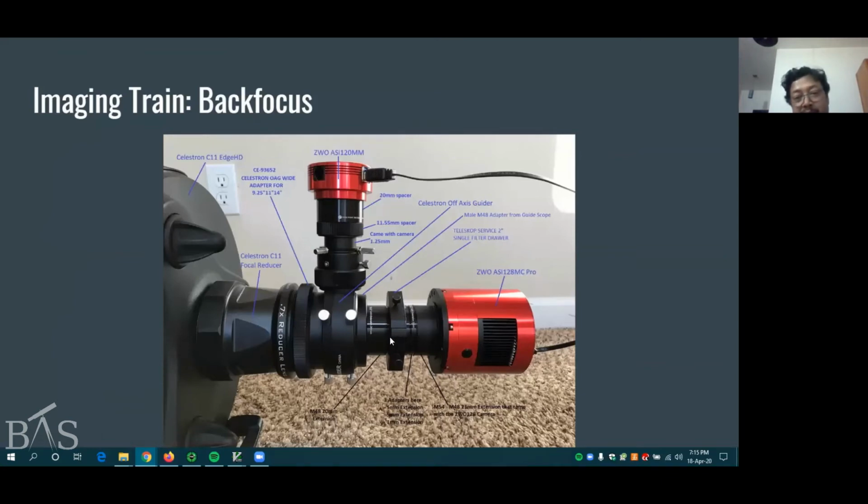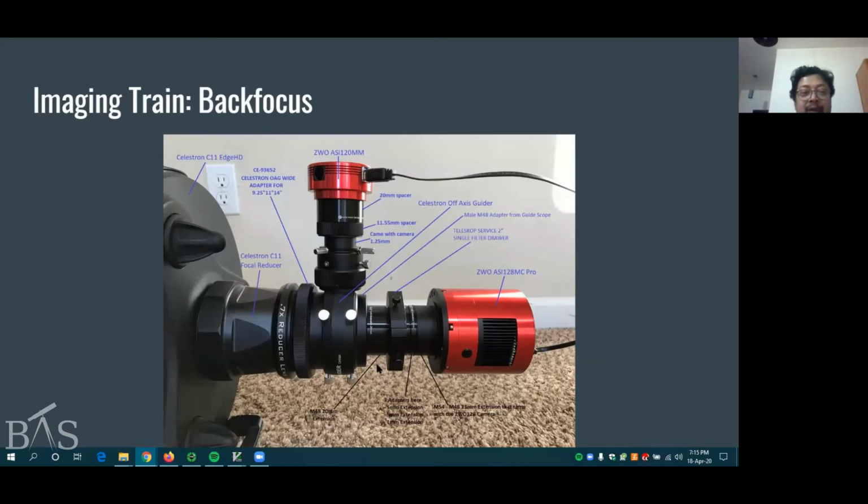So there's a scope, there are some rings, there's an OAG, and then there is some more stuff, and in between there will be some spacers, and ultimately this camera. As a novice, you might ask, why do I need this spacer? Why can't I just get rid of the spacer and directly connect the camera right behind? Why is there a gap here?